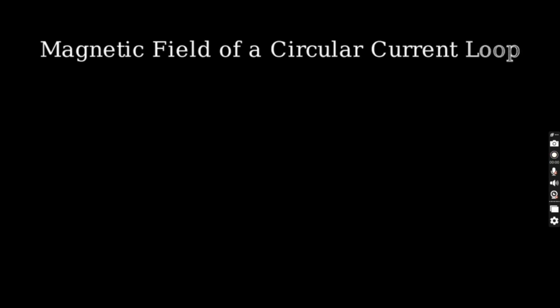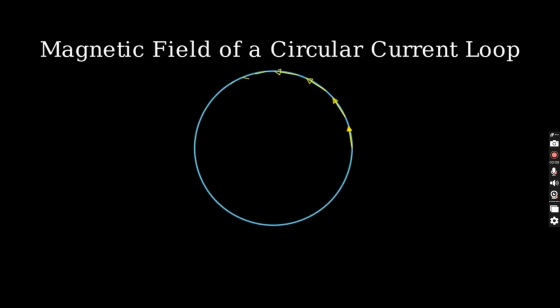Welcome. Today we'll derive the expression for the magnetic field at a point on the axis of a circular current loop using the Biot-Savart law. Let's start by drawing our setup. We have a circular loop of radius r carrying a steady current I.